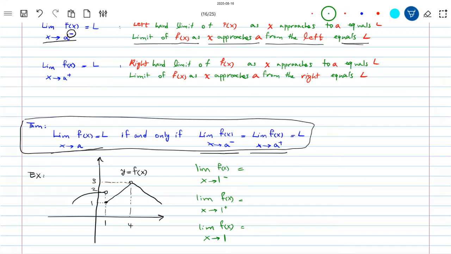Okay, so from left, I'm approaching 1 from left. Follow the curve on the left side. This is the curve on the left side. What do I expect from the y value? The y value is getting closer and closer to 2. So y expectation is 2.